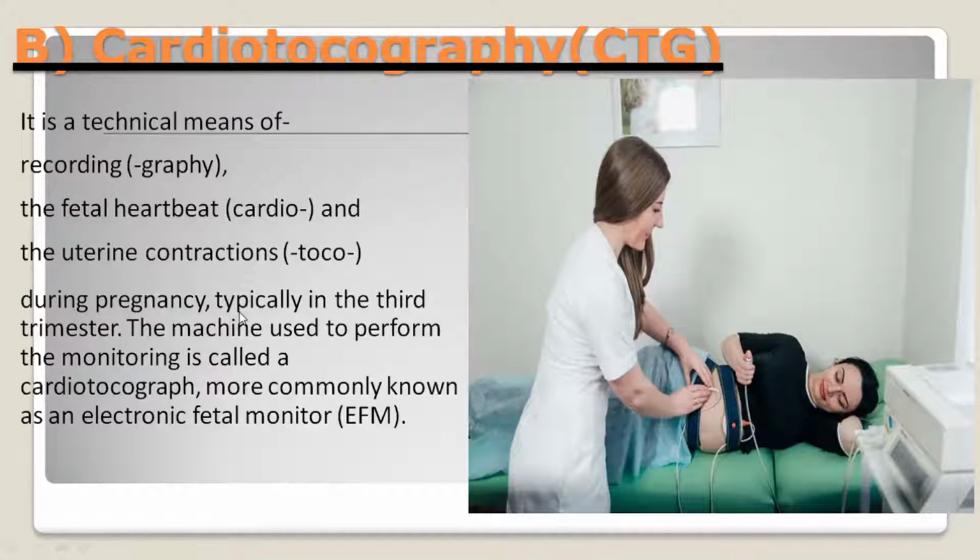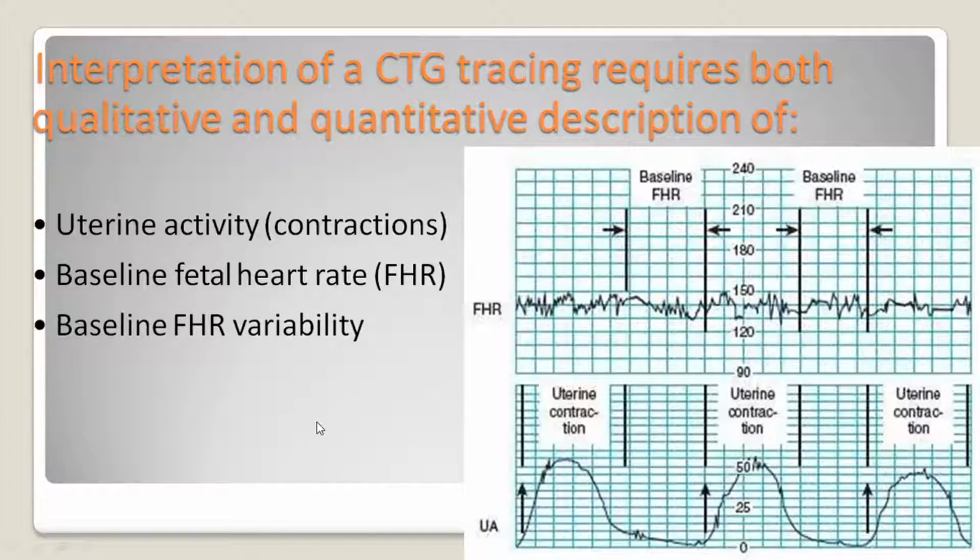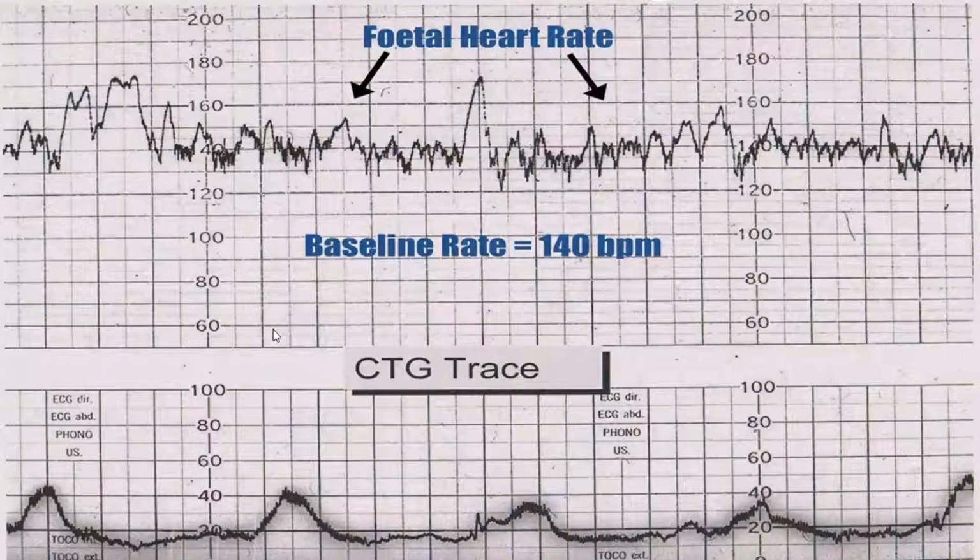Second, non-invasive is cardiotocography, otherwise known as CTG. This is a technical means of recording, that is graphy, the fetal heartbeat, that is cardio, and uterine contraction, that is toco. During pregnancy, typically in the third trimester, the machine used to perform monitoring is called cardiotocography, more commonly known as electronic fetal monitoring. Interpretation of a CTG requires both qualitative and quantitative description of uterine activity, baseline fetal heart rate and baseline fetal variability. This is a picture of a CTG, which shows the baseline heart rate is 140.